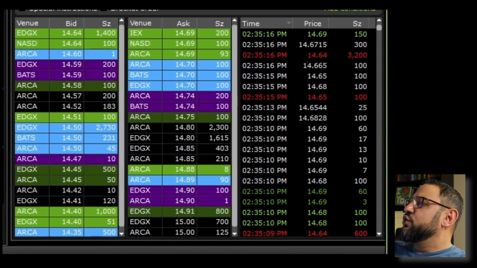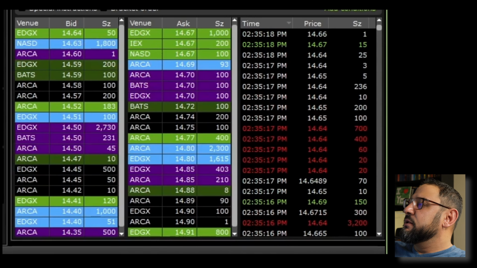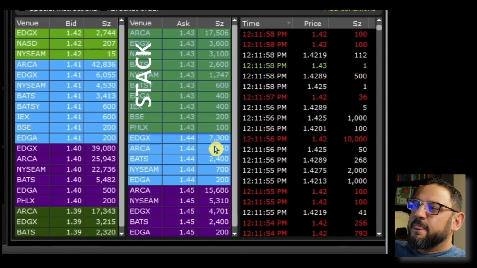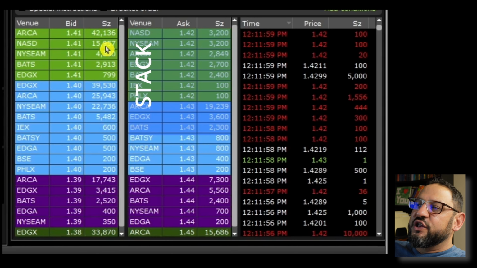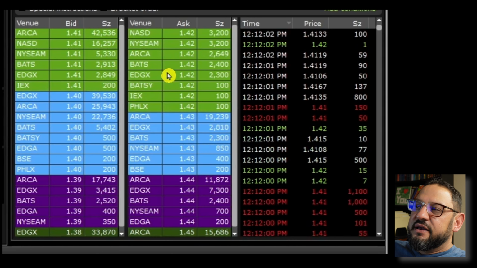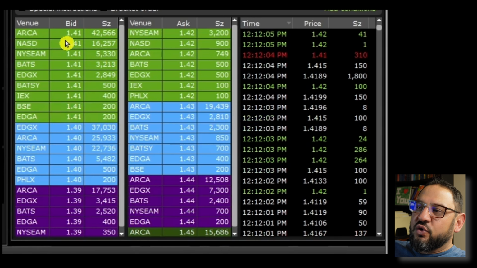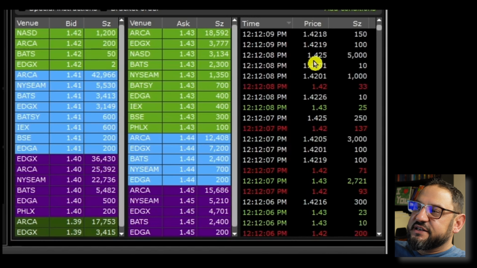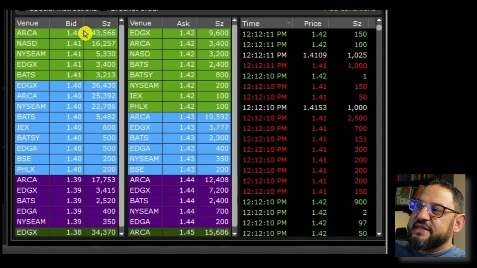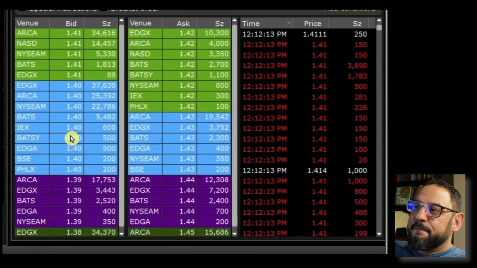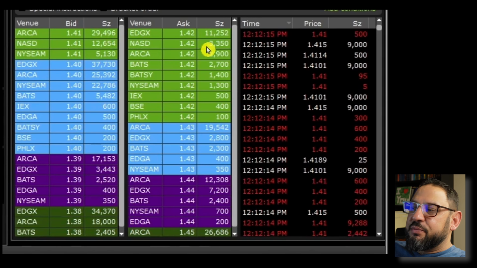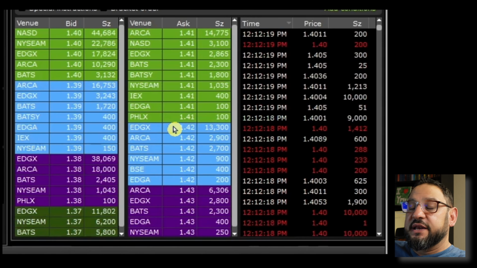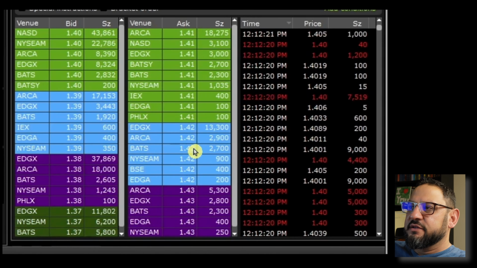So let me just show you another example. For example, this is a low priced stock. Okay, $1.42. The spread is 1 cent. Look how heavy the bids are, and it's stacking. If it's red, that means the price is going down. And if it's green, that means the price is going up. People are buying the ask.